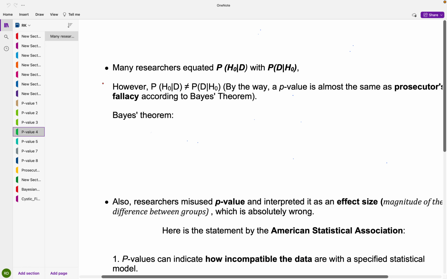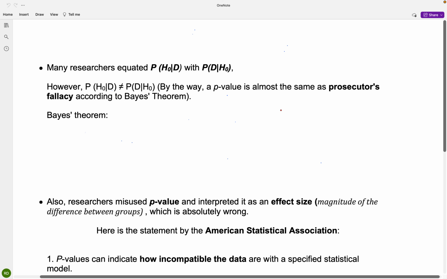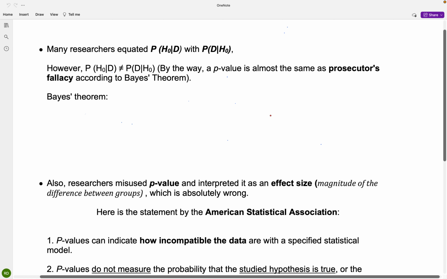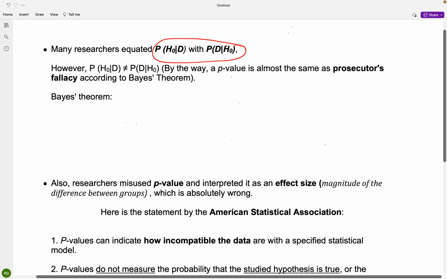All right. So many researchers in their published articles misuse this value. They use it as an effect size. Sometimes they use it as the null hypothesis being true or wrong. That's not what p-value means. They try to equate these concepts, which is totally wrong.